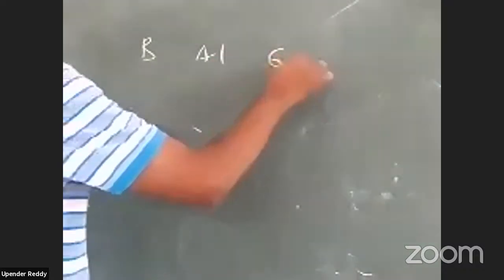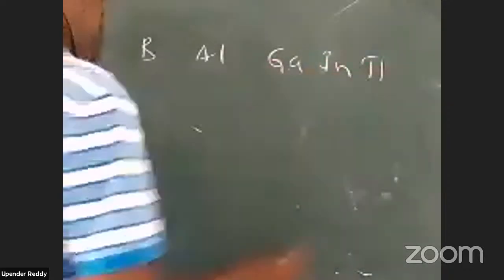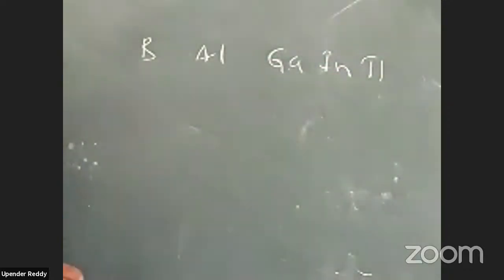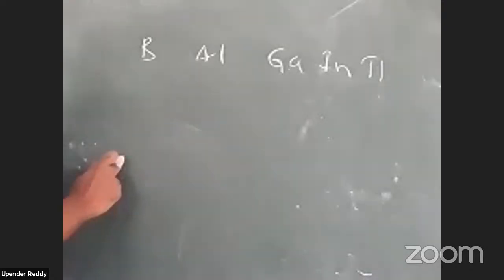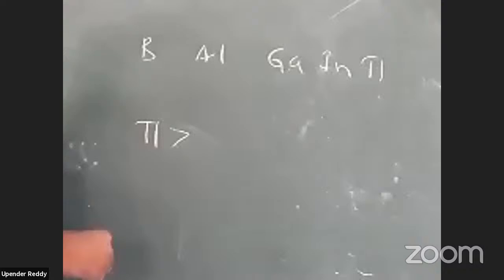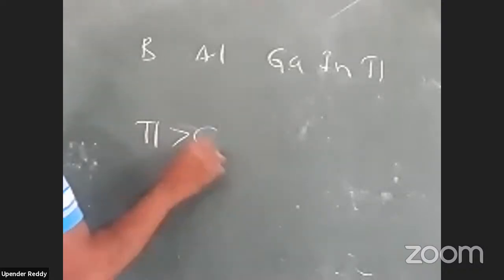So boron, aluminium, gallium, indium, thallium. Anyone can say which is the largest size? Boron, aluminium, gallium, indium, thallium. So which is the largest size? Answer. Boron is very small. Yeah, thallium. Next, gallium. Very good. Next.